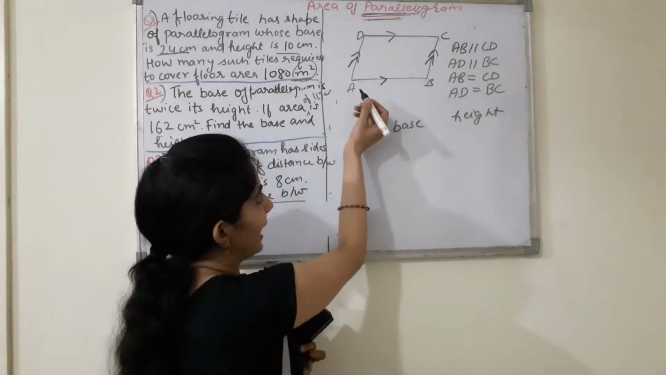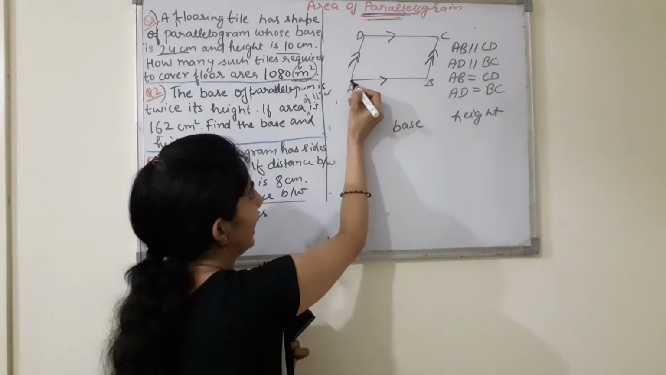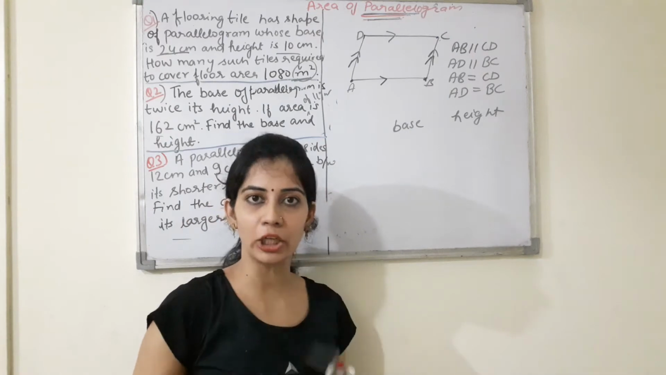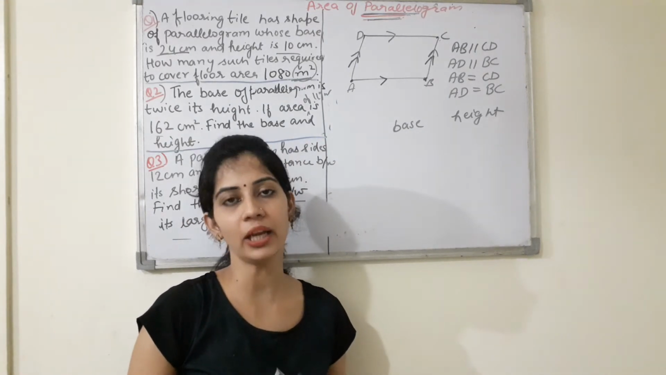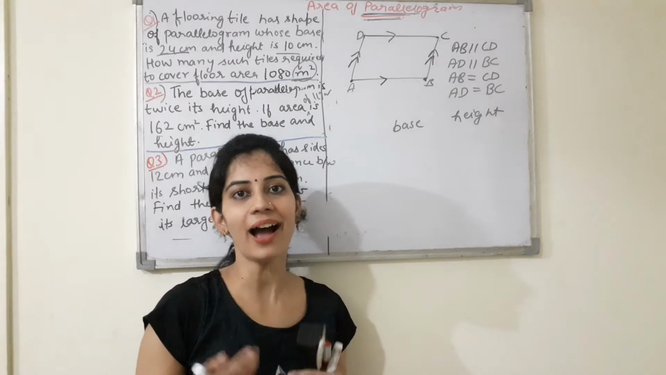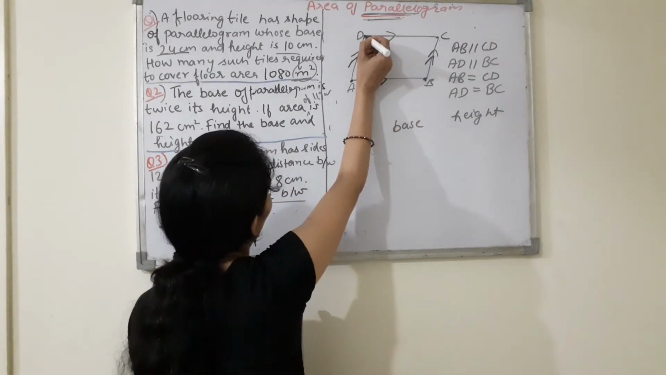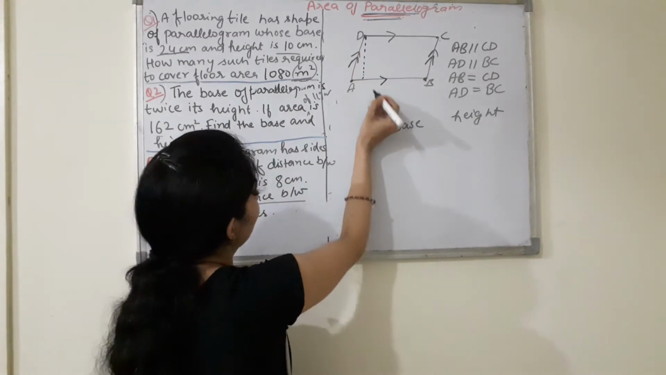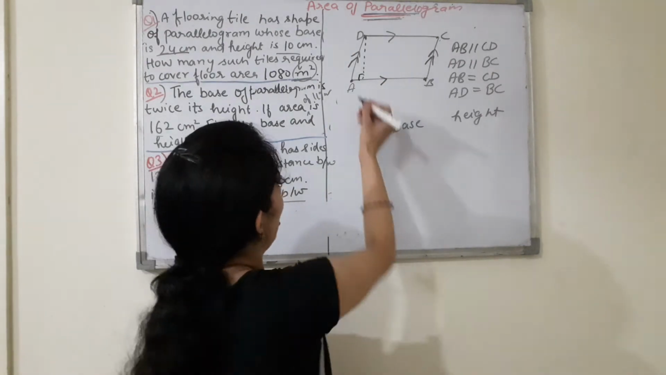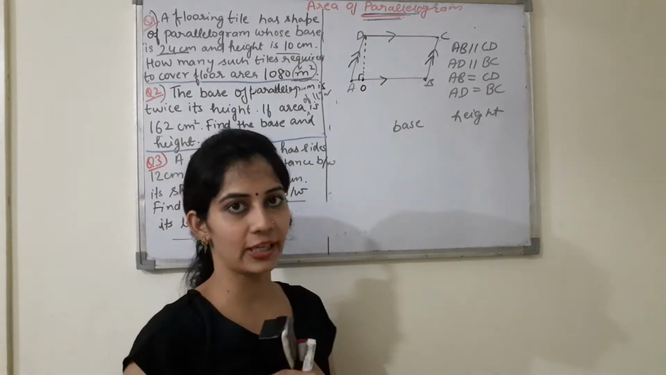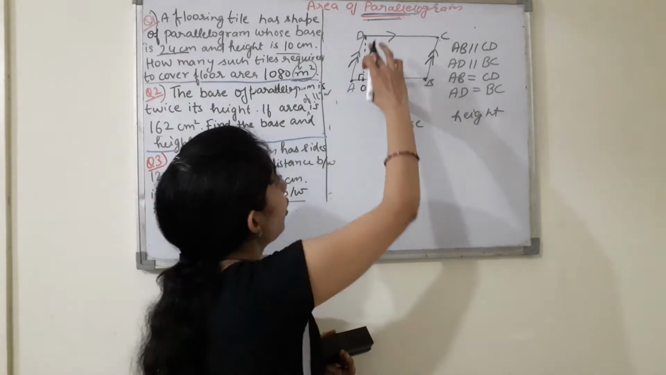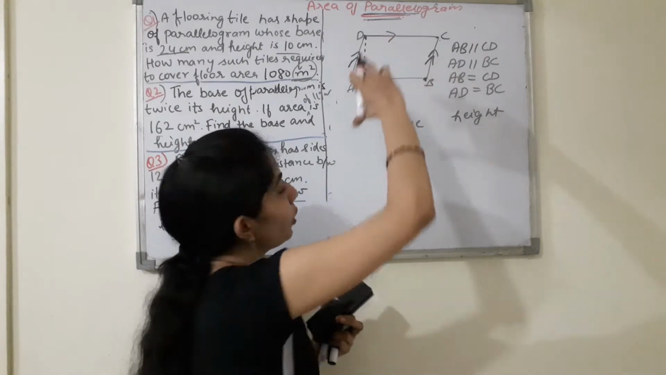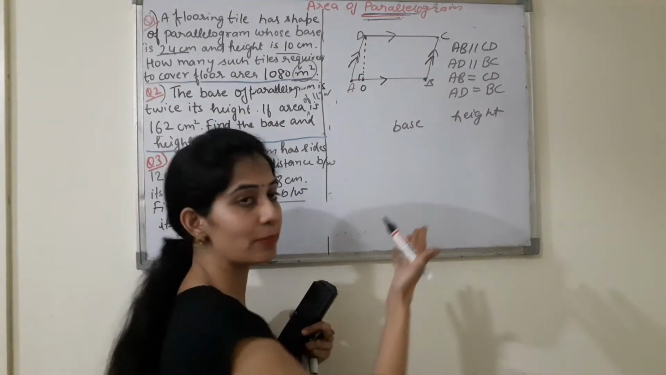It means, you can see here we have four vertices A, B, C and D. When we draw a perpendicular from any vertex to its opposite side, that perpendicular distance is the height. Here I am drawing the perpendicular from vertex D on side AB, right? Now I name this point as O. So here DO is the perpendicular on AB. So this DO is the height of this parallelogram ABCD.